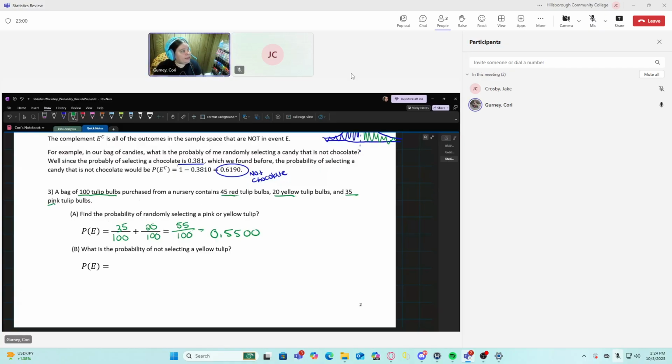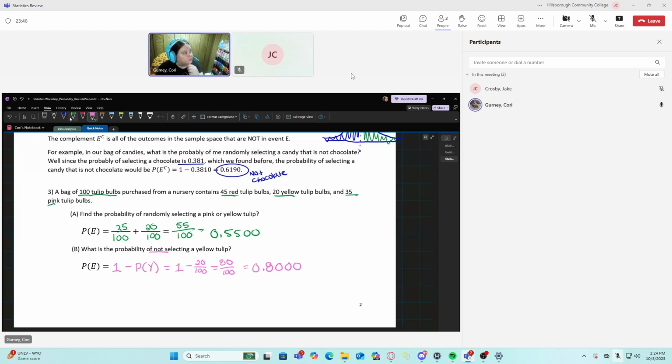Now, B is the complement. This is what's really important. So the probability of not selecting a yellow tulip, since they want us to find the probability of not. That's our keyword, not selecting it. We're going to do 1 minus the probability of selecting a yellow one. 1 minus 20 over 100. So 1 minus the probability of selecting a yellow one was 20 out of 100, which means there would be 80 out of 100 left over, or 0.8.